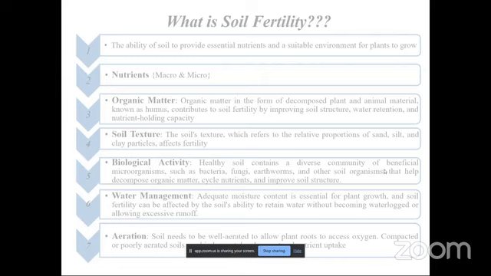The fifth character is biological activity. Biological activity means the presence of microorganisms and bacteria which favor plant growth and development and help decompose organic matter. We all know that Rhizobium is a bacteria which helps in nitrogen fixation in plants, which helps the plant in vegetative growth.